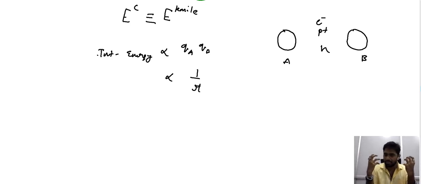So essentially, when we say interaction between two atoms, we are talking about the interaction between the subatomic particles. This interaction stems from the charges of the subatomic particles, and this interaction energy is proportional to the product of the charges and inversely proportional to the distance separating these subatomic particles.